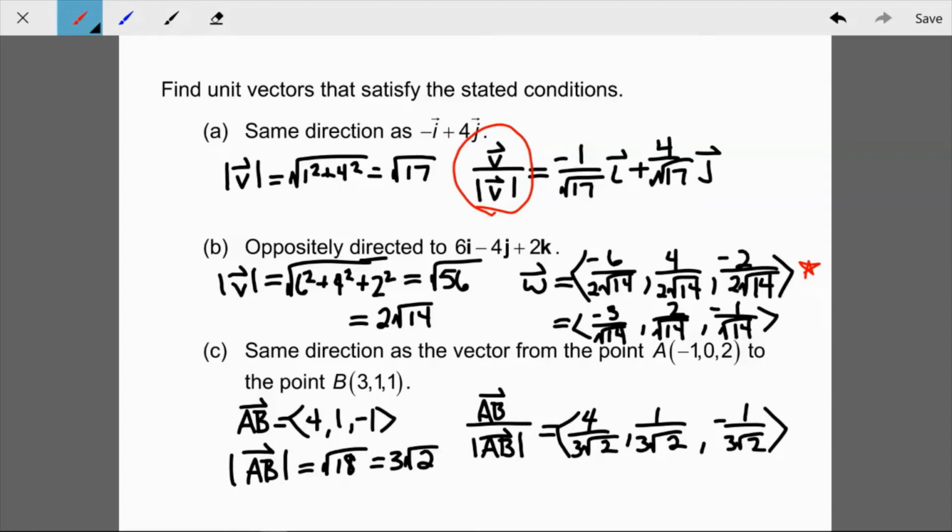So you can see that originally this was 6i, I multiplied by negative 1. This was negative 4j, now I've got a positive here. This was positive 2k, now I've got a negative. So I already took the direction into account when I created that unit vector, and then the next step was just simplifying. As far as simplifying goes, it's not that important from the standpoint of getting all your square roots simplified as much as they can be and that kind of stuff.